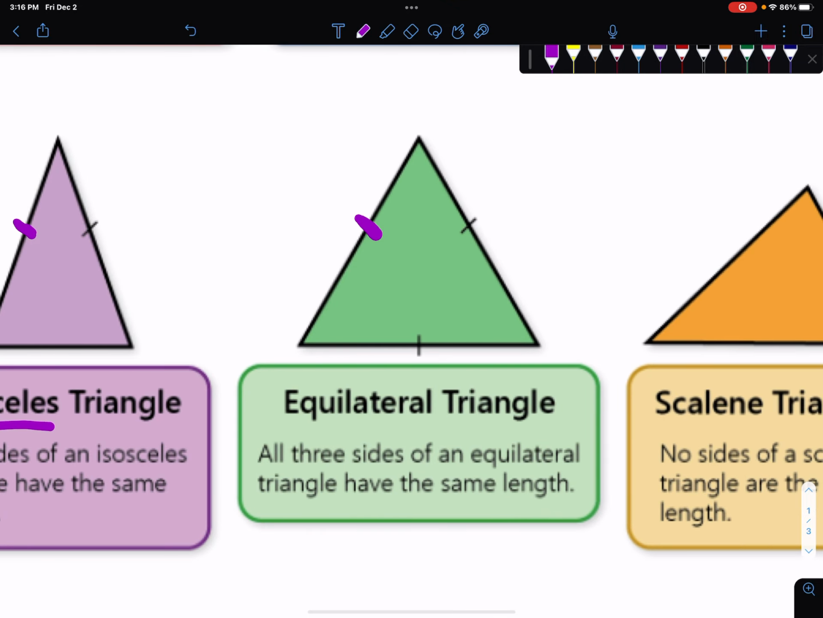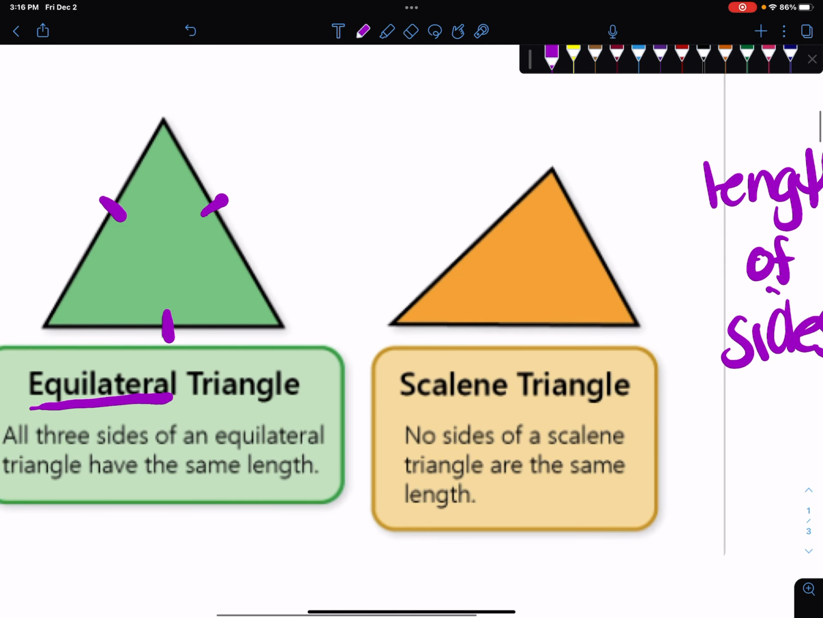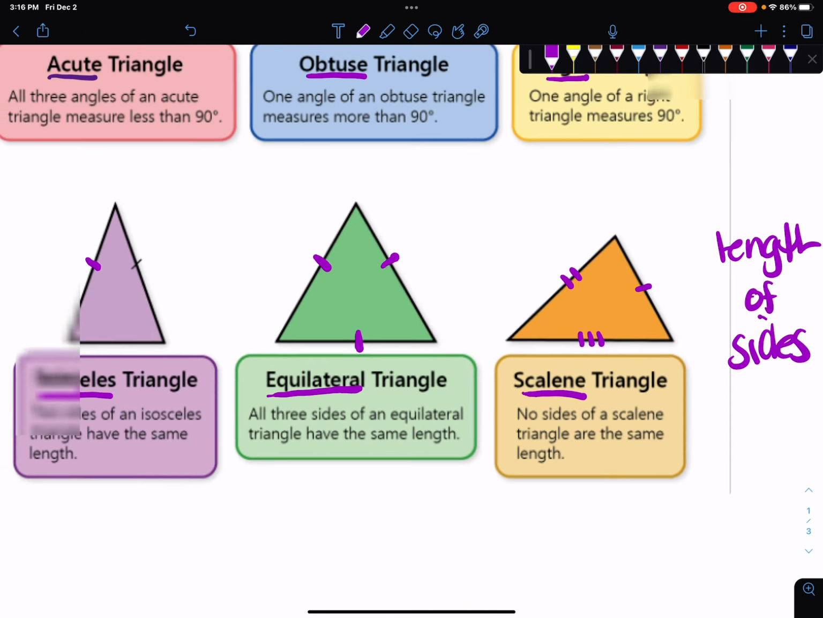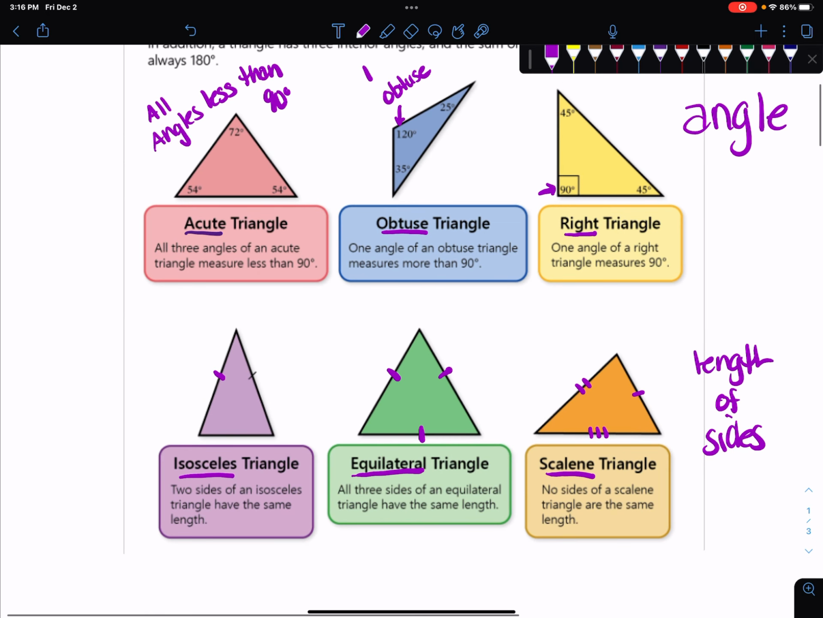Equilateral. Equilateral has three sides that are the same. That means every single side has got to be the same length. Now, if it's scalene, scalene means no sides are the same. So if I had a tick mark of 1 there, this one would be 2, which means it's a different marking, a different length. This would be 3. So they are all different. Those are probably the most important out of what you're going to see.